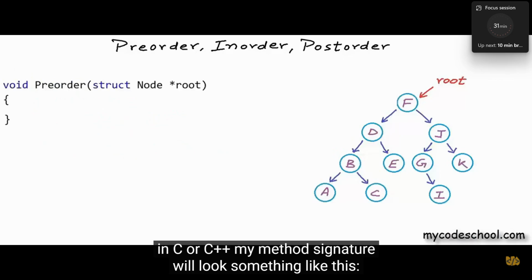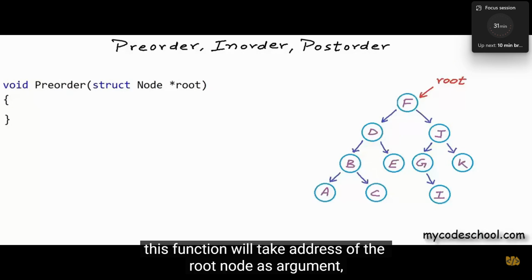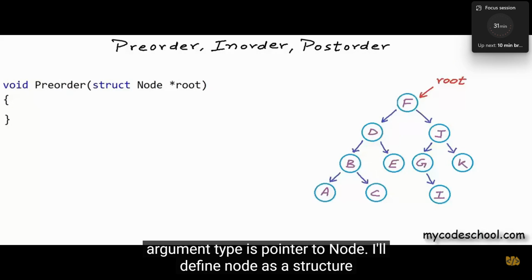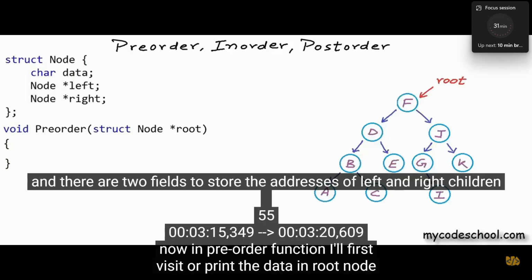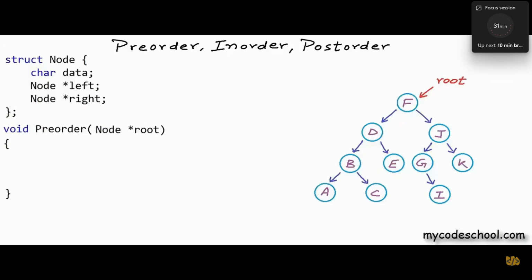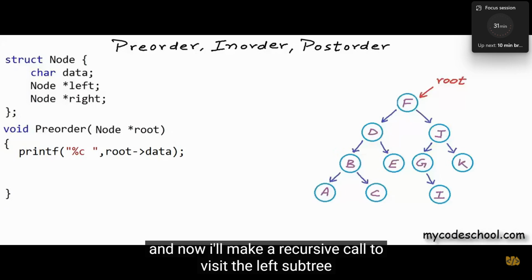In C or C++, my method signature will look something like this. This function will take address of the root node as argument. Argument type is pointer to node. I'll define node as a structure with three fields like this. Data type in this definition is character, and there are two fields to store the addresses of left and right children.